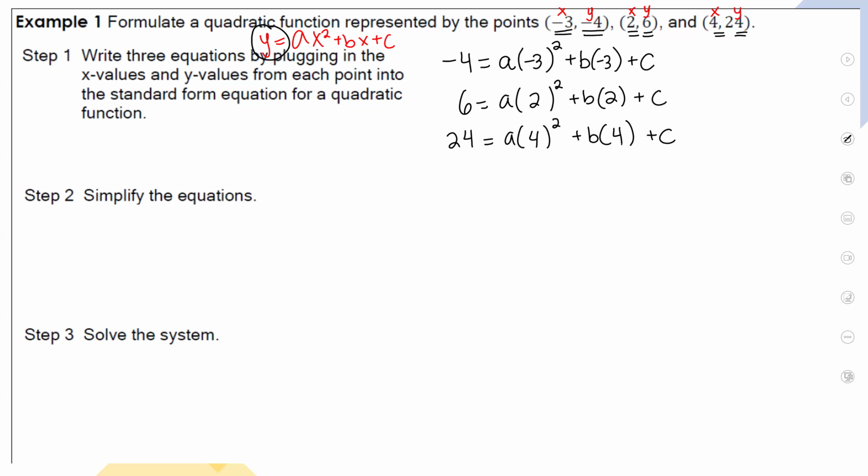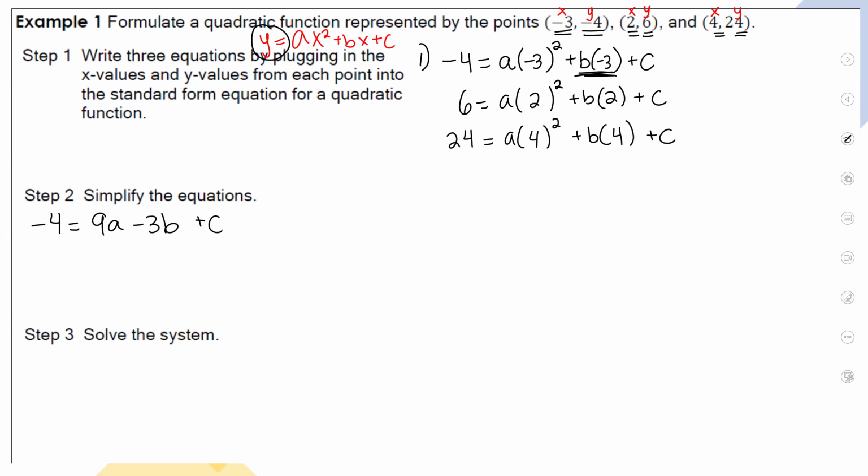Now let's do step 2. We're going to simplify the equations. So let's simplify. Let's simplify this first one. So the first one will be -4 equals, what's -3 squared? 9. So that will become 9a. 3 times negative b, or b times -3 is -3b. And then I have plus c. So that is that first equation simplified.